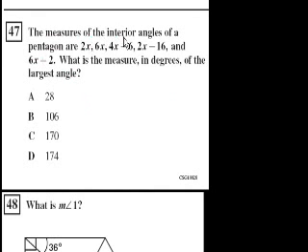47. The measures of the interior angles of a pentagon are, okay, they give us 2x, 6x, 4x minus 6, 2x minus 16, and 6x plus 2. What is the measure in degrees of the largest angle?